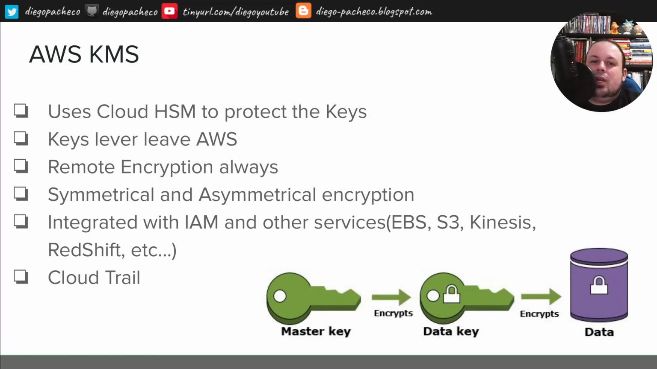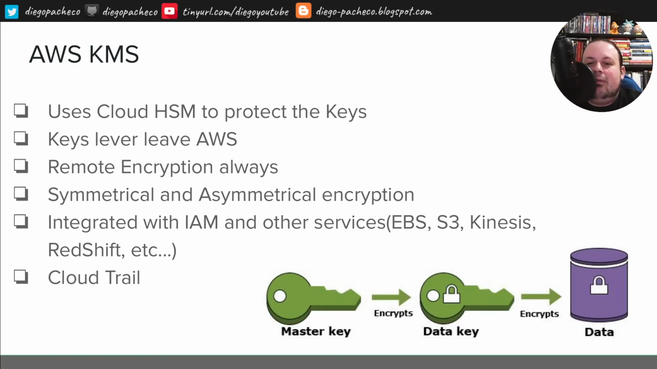So with KMS, you can do symmetrical and asymmetrical encryption. It is also integrated with IAM for permissions. This is stored on the KMS side. And you also have several other services on AWS that support KMS, like EBS, which is used for volumes, S3, Kinesis, Redshift, right? And I believe as time passes, we're going to see more AWS services using KMS. KMS is also integrated with CloudTrail, so you have an audit log where you can see what's going on.